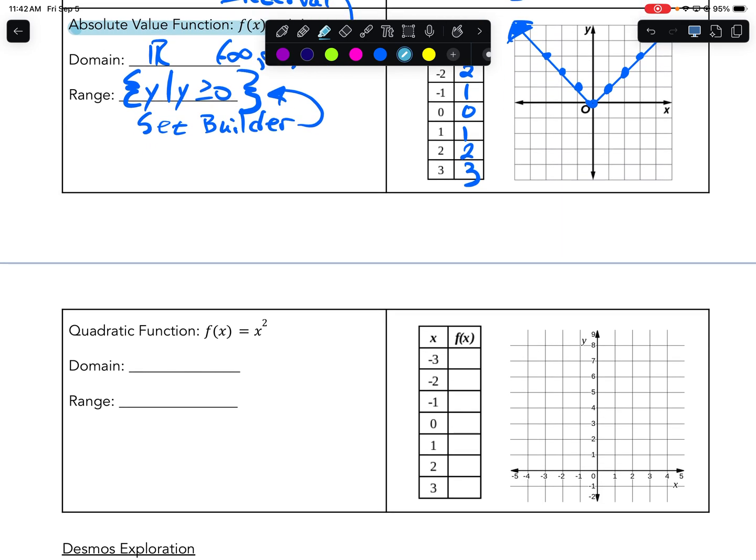Quadratic looks like a what? Right, like a U or a mountain, upside down U or right side up U. What makes it upside down? Negative in front. Good. Okay. So now we're squaring things.